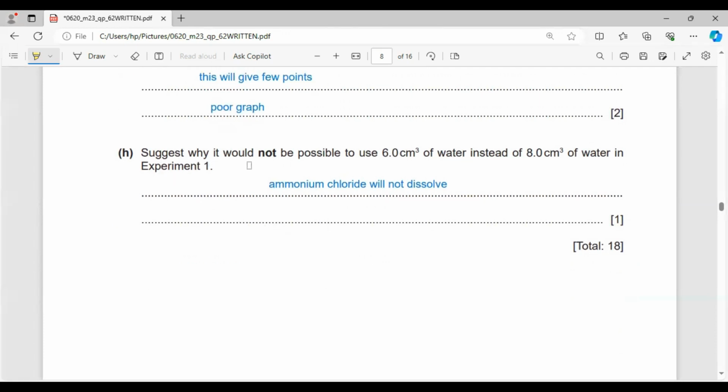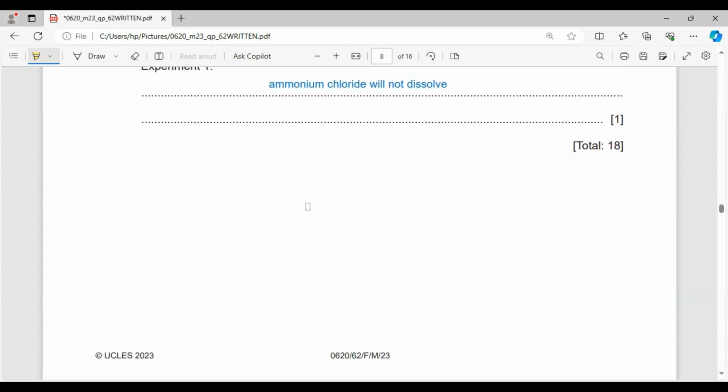Suggest why it would not be possible to use 6 centimeter cube of water instead of 8 centimeter cube of water in experiment 1. If we use less water, ammonium chloride will not dissolve.